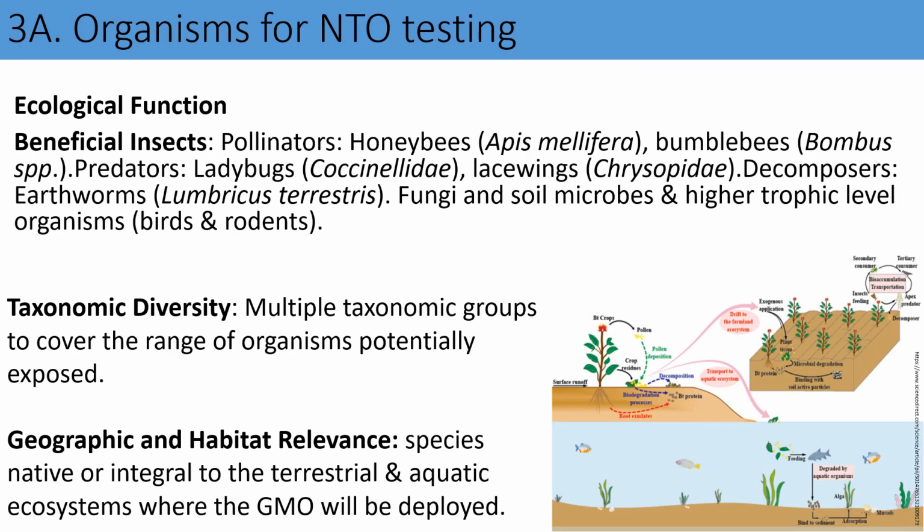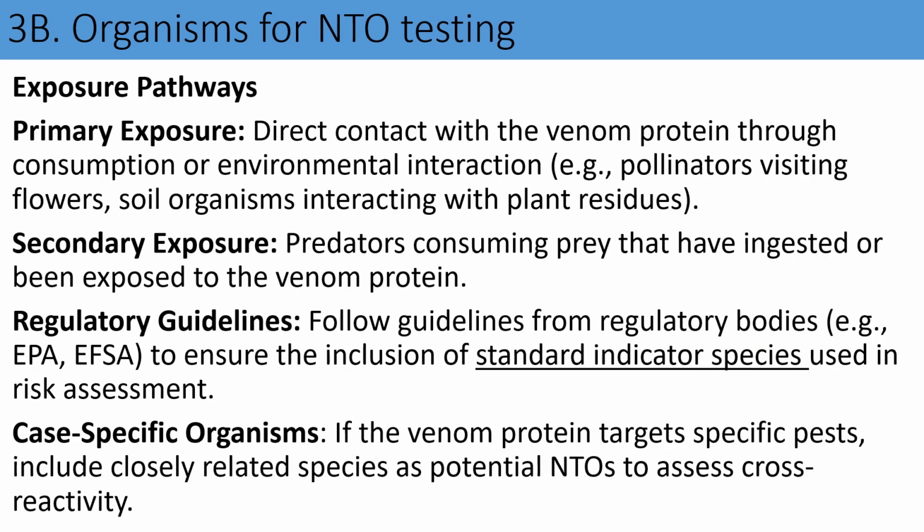There are a variety of non-target organisms that could be sampled because they will be impacted by this GMO. These could be things that would be located far away from a field, like in an aquatic environment. There are also different exposure pathways that might be involved, and specifically with regulatory agencies like the EPA, there could be a need to include standard indicator species when devising an experimental approach.